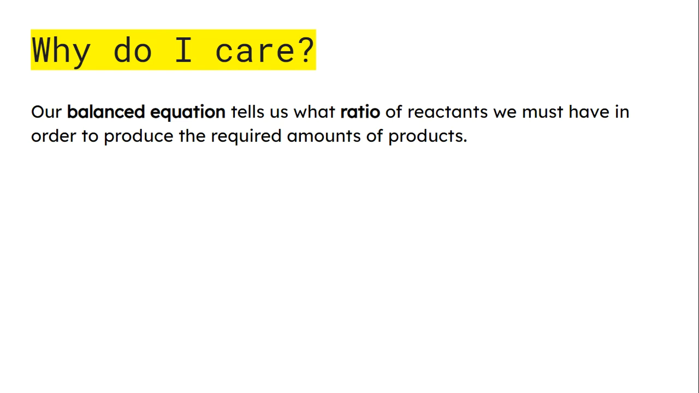Why is this important? Our balanced equation tells us what ratio of reactants we must have in order to produce the required amounts of products. So basically, it's an efficiency thing. If I don't have the right ratio, then I'm going to have some leftover stuff, or I'm not going to make as much as I wanted to.